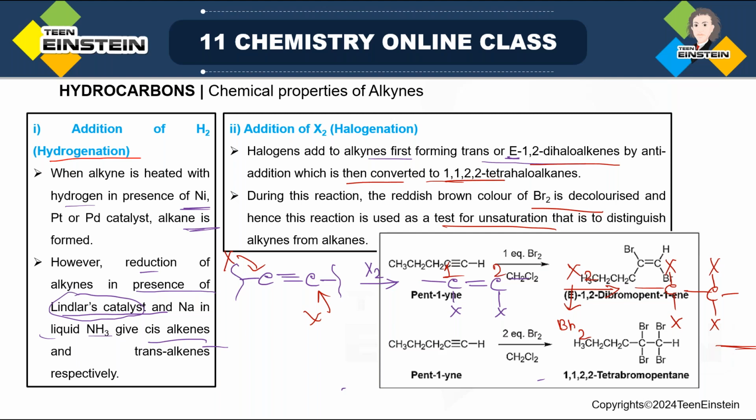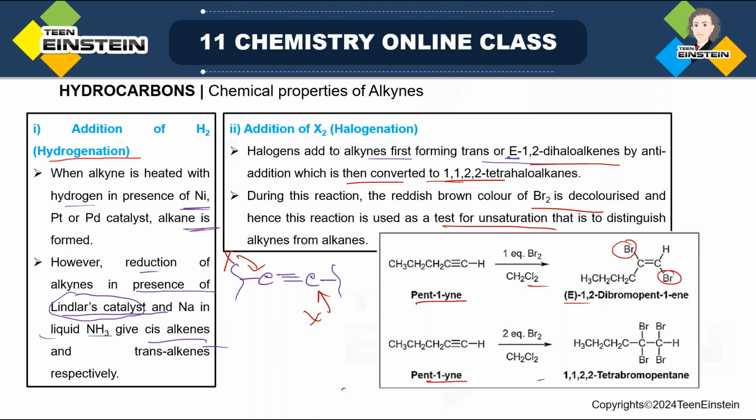For an actual example, the mechanism that I have shown is for a general molecule, but an actual example you can see here. Here we have taken pent-1-yne, we are adding 1 equivalent of bromine in DCM solvent, dichloromethane, and one bromine is coming from one side, another bromine from the other side. So that is why we are getting E-1,2-dibromopent-1-ene.